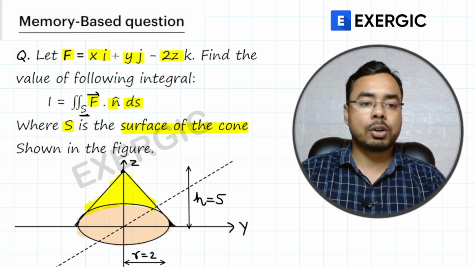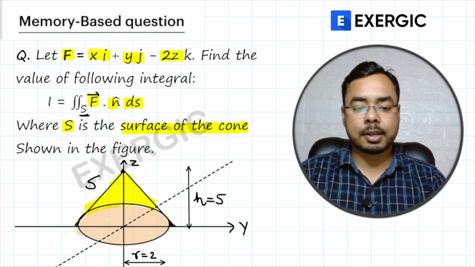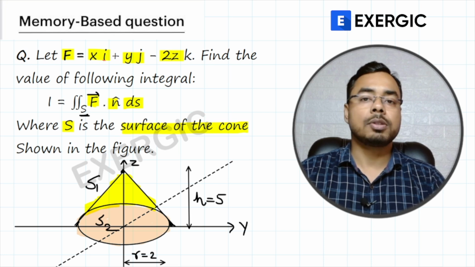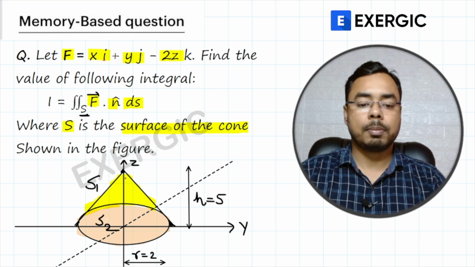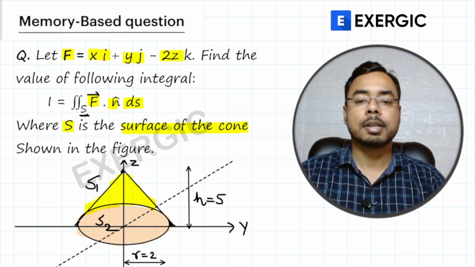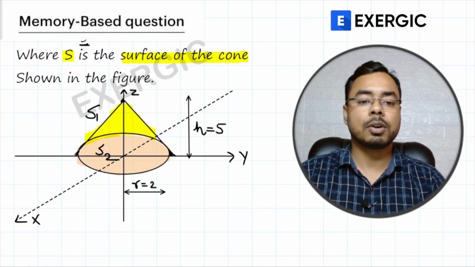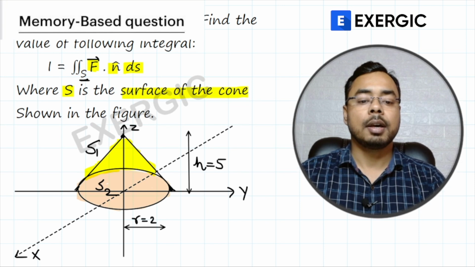But if it was the total surface of the cone, meaning if it was, let us say that this is S1, the curved surface of the cone, and this is S2. So if the question was to find the value of the surface integral over the total surface of the cone, meaning the curved surface and the circular base, then it will form a closed surface. And in that case, we can use the concept of Gauss divergence theorem, right?